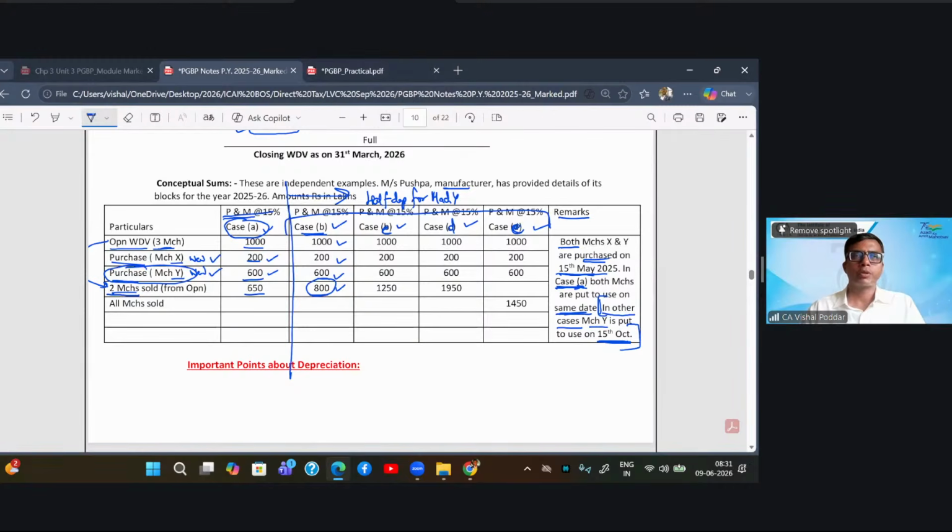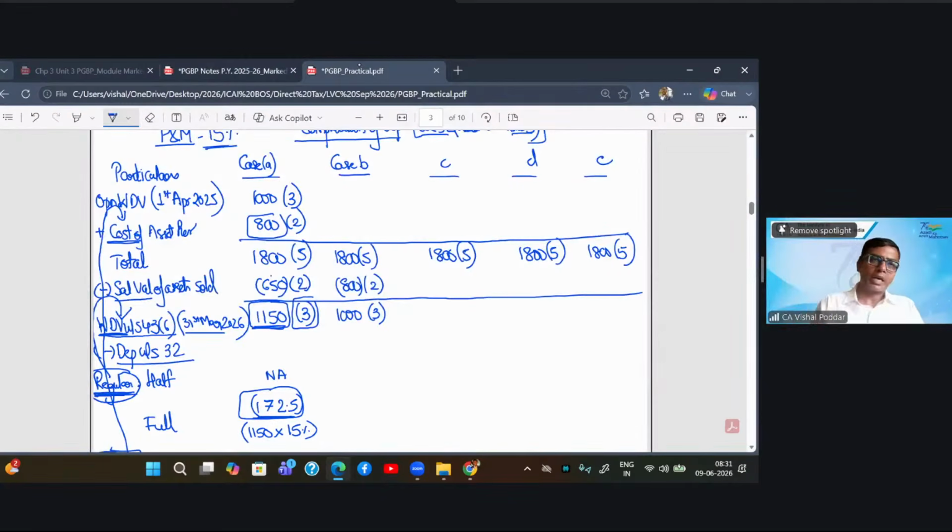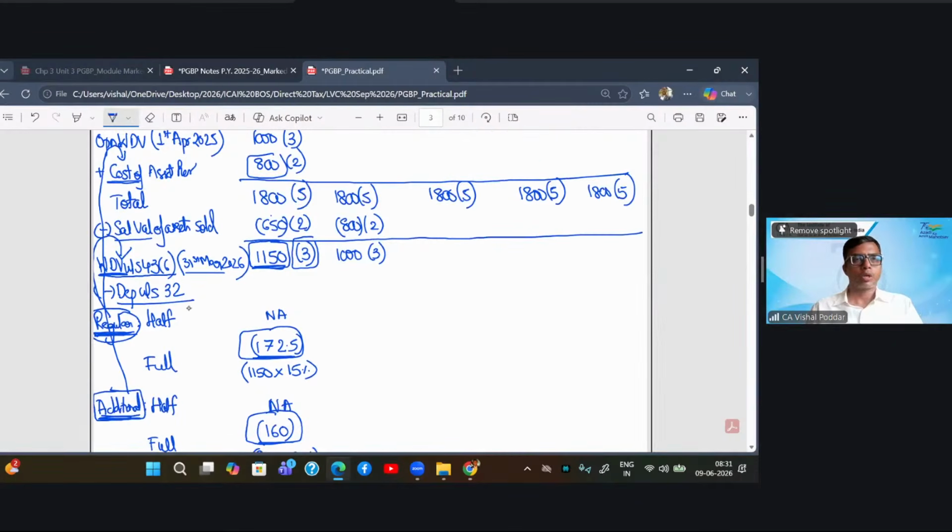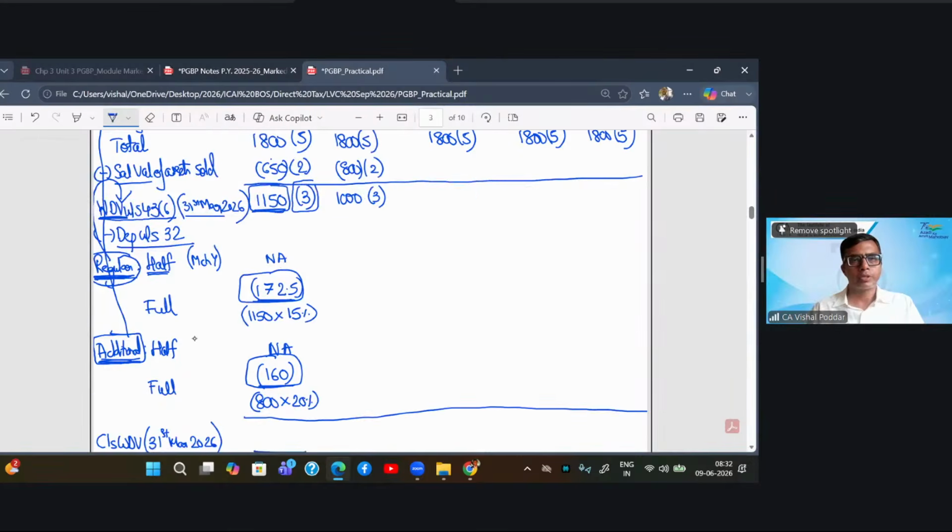Now this point, once you understand, entire depreciation is over. Now pay attention. So now you have half depreciation also. Yes. Now half depreciation is allowed only on one asset. What is that asset? One asset, it is machinery Y. So the half depreciation that you have to claim is only on one asset. That one asset is right. Correct now?